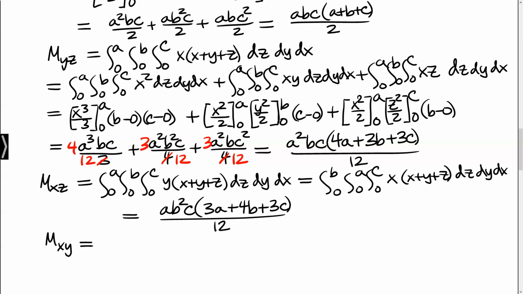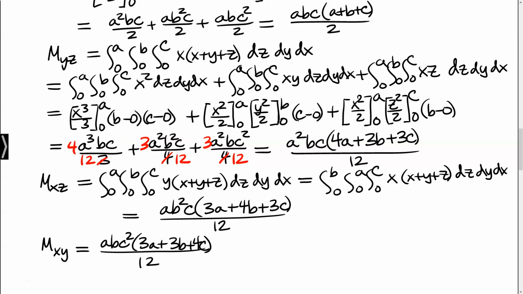So you should have seen that this is AB C squared times 3A plus 3B plus 4C all over 12. And now we can start to write what the coordinates of the center of mass are going to be. So, for instance, x bar. And actually, once we get the general formula for x bar, you can again see you're just going to interchange the roles of A, B, and C, and we can just write down what the y bar and z bar are going to be.